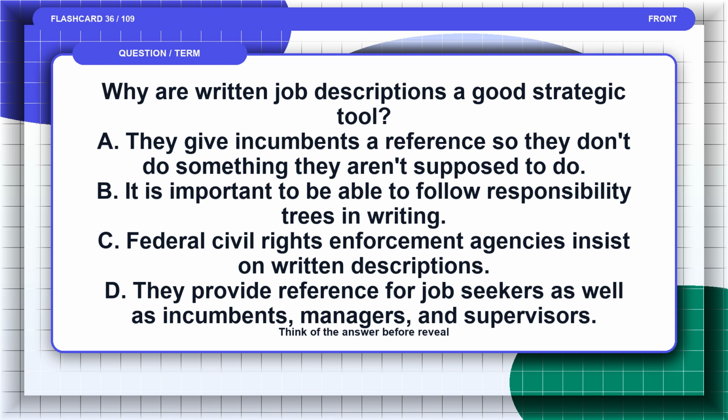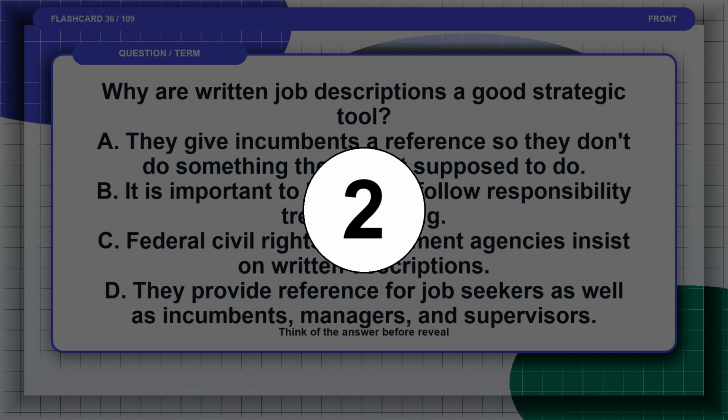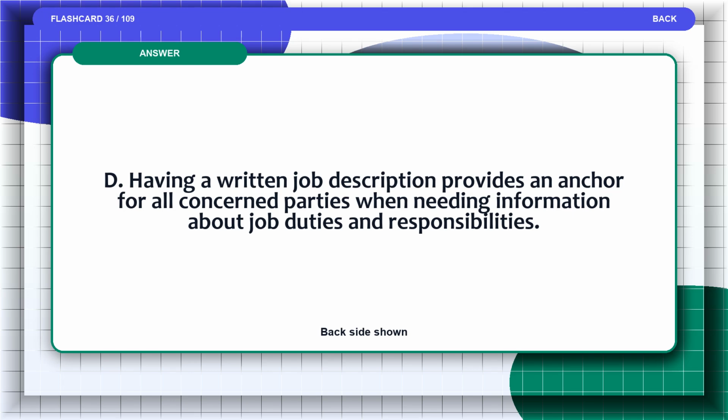It is important to be able to follow responsibility trees in writing. Federal civil rights enforcement agencies insist on written descriptions. They provide reference for job seekers as well as incumbents, managers, and supervisors. Pause and think of the answer before the reveal. The answer is: having a written job description provides an anchor for all concerned parties when needing information about job duties and responsibilities.